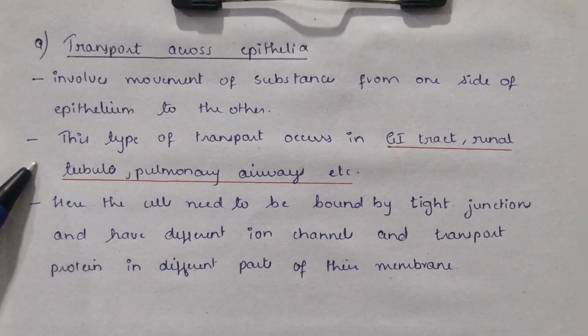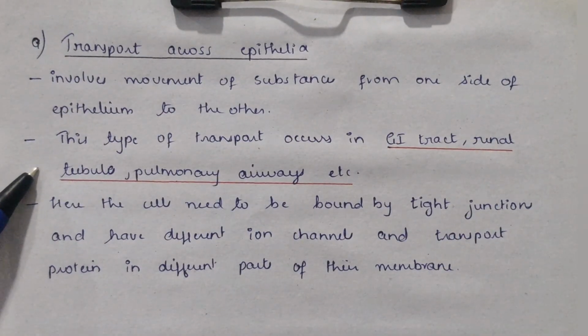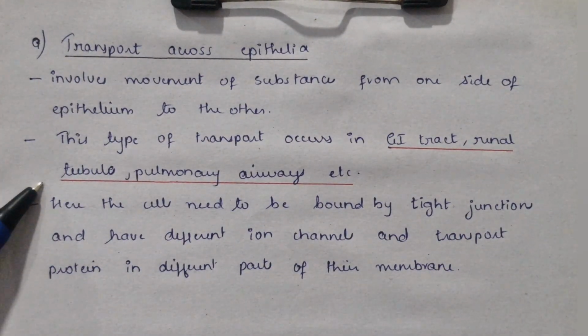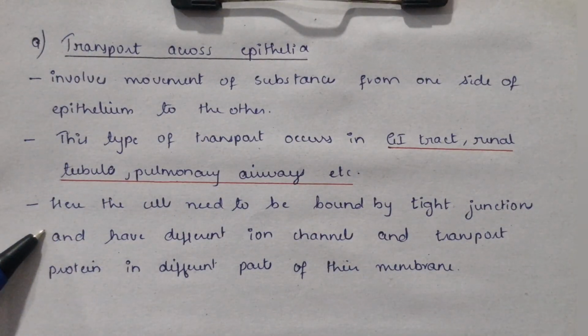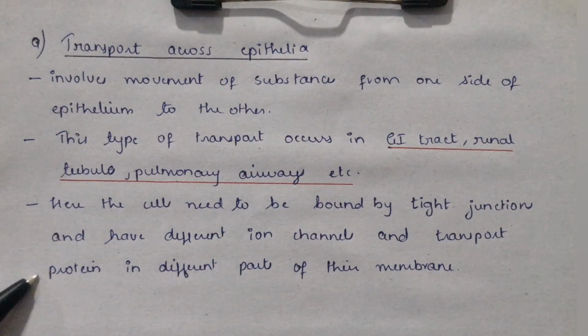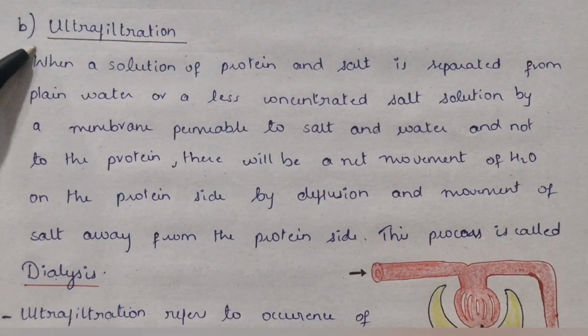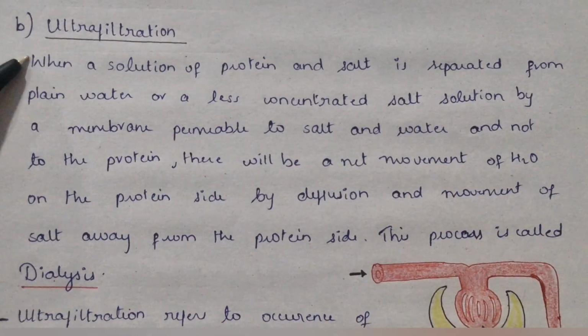This type of transport occurs in the GI tract, the renal tubules, pulmonary airways, etc. Here, the cells need to be bound by tight junctions, and have different ion channels and transport protein in different parts of their membrane. And the second one is ultrafiltration.